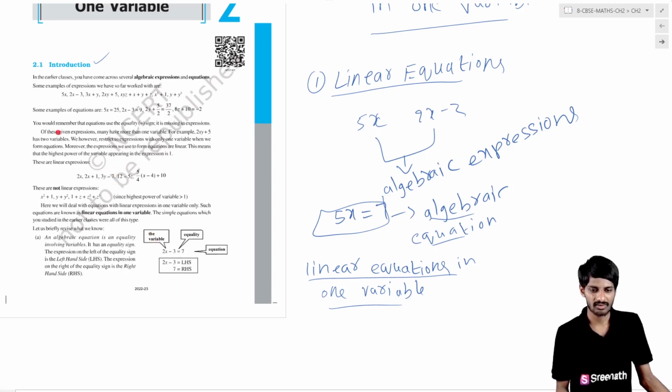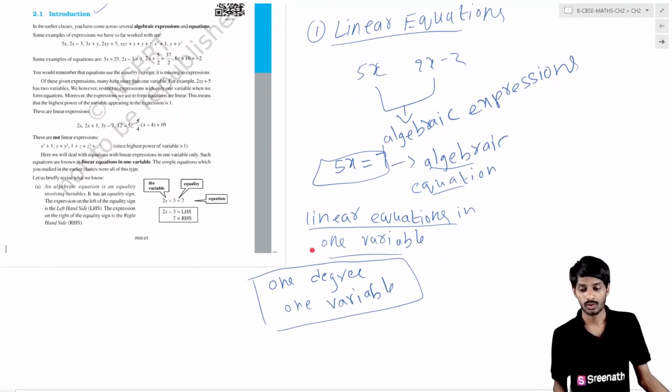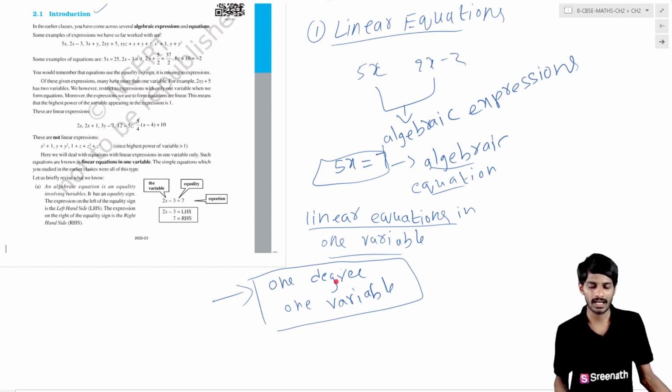Then what are linear equations? An algebraic equation having one variable is a linear equation, and the degree must be 1. So linear equations have one degree and one variable. This is the condition. A linear equation in one variable is nothing but an algebraic equation having one degree and one variable.